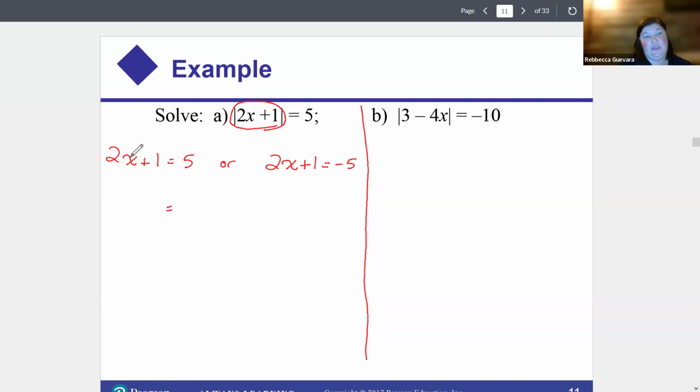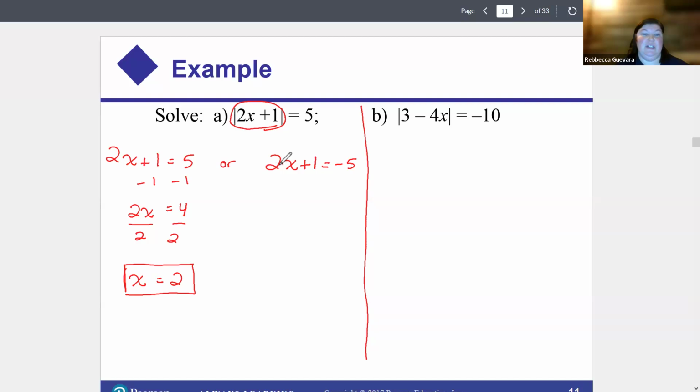So if I solve the first one, we're going to subtract 1 from both sides. I have 2x is equal to 4. Divide both sides by 2. We have one of our options is that x is going to be equal to 2. Which makes sense because if I have 2 times 2 plus 1, that's going to be a positive 5. Absolute value will be 5.